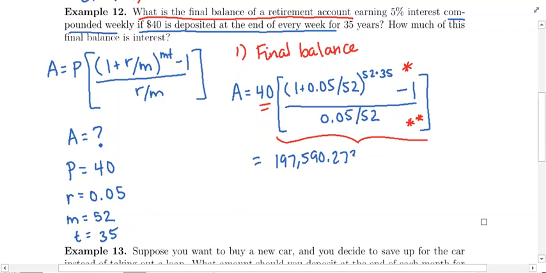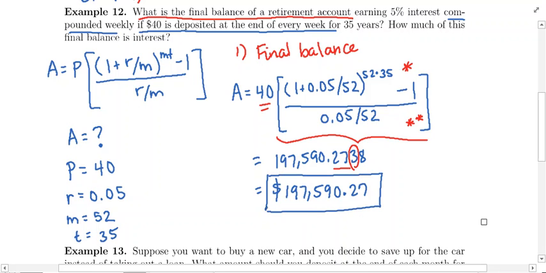All right, so let's go ahead and round. Okay, so we've got 27 cents. We look at the digit after, we have a 3, so we're going to stay the same. Okay, so the account balance of the retirement account after 35 years is $197,590.27. Okay, that's the final balance.